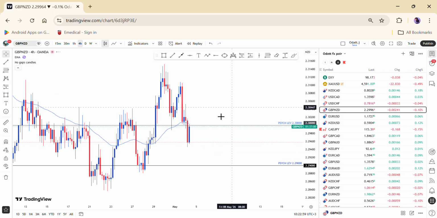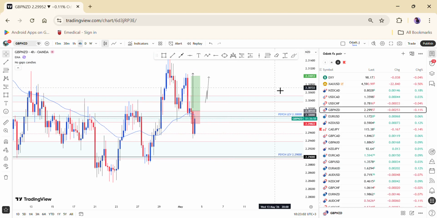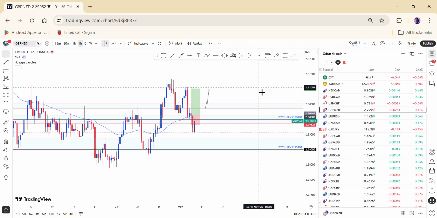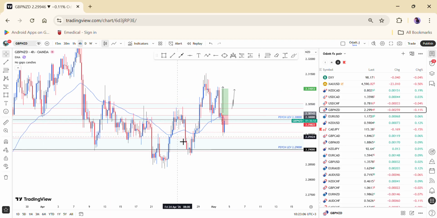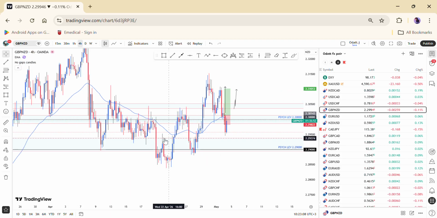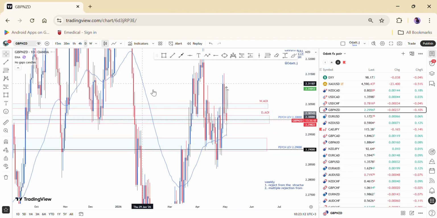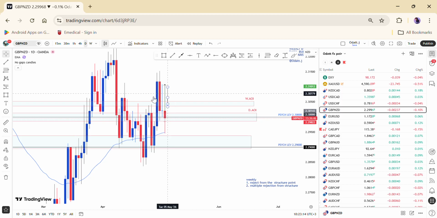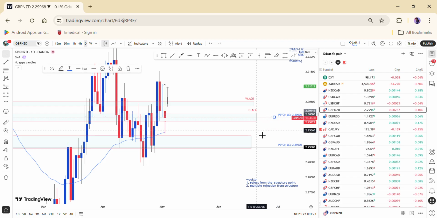So that was GBP NZD. I was interested in buying this trade to the upside. You can see on the daily, price came to retest the structure point, retest this daily area of interest along with the psychological area, 2.30,000.